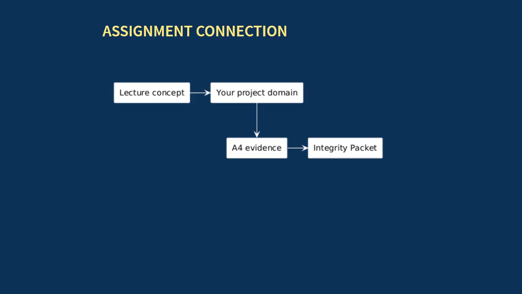This connects directly to A4. Show the relevant workflow in your project, the failure or recovery mechanism, and the evidence that supports the design choice. So the assignment is asking for proof under stress, not just a description of the system. Exactly. Use runnable commands, structured logs, repeated failure reproduction, diagrams, and an integrity packet explanation to defend the trade-off.